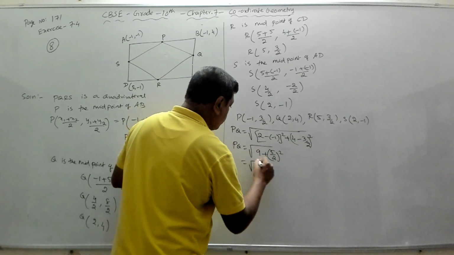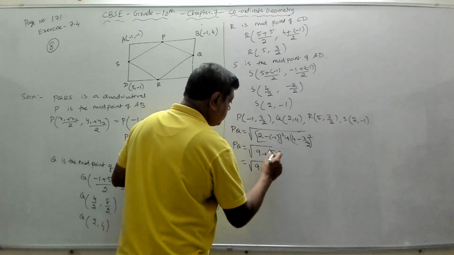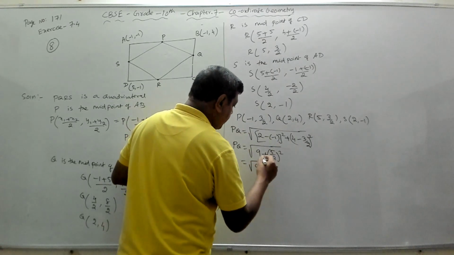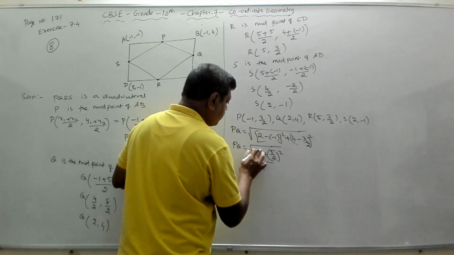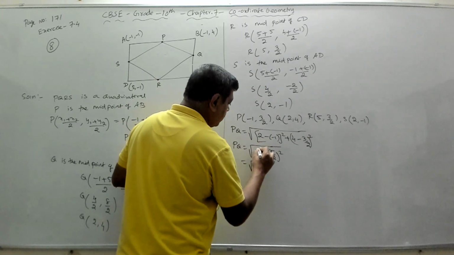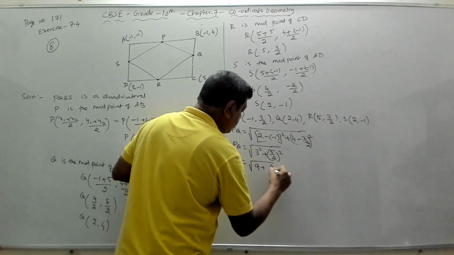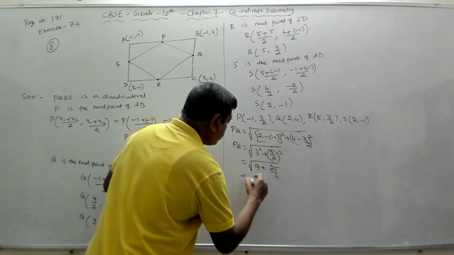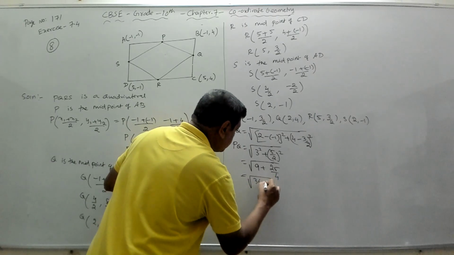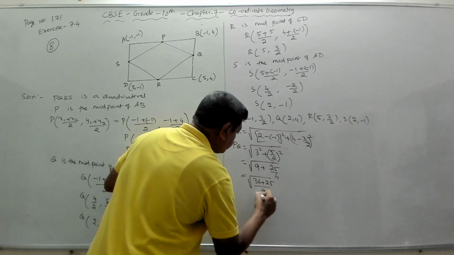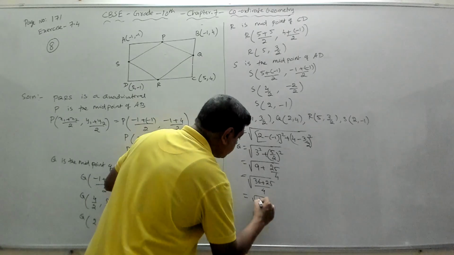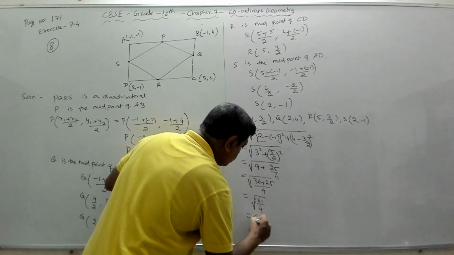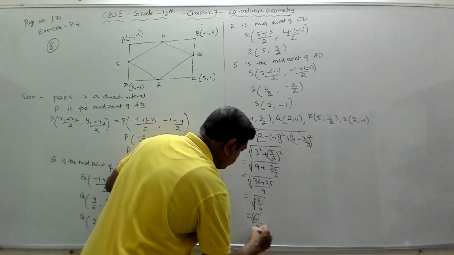So that gives you square root of 9 plus 5 by 2 the whole square is 25 by 4. Or I can write this as 3 square, 2 plus 1 is 3 square. Then 3 square is 9 plus 25 by 4. Now if you do this, what do we get? 36 plus 25 by 4, the square root of that is equal to square root of 61 by 4. That is square root of 61 by 2. That is your PQ.